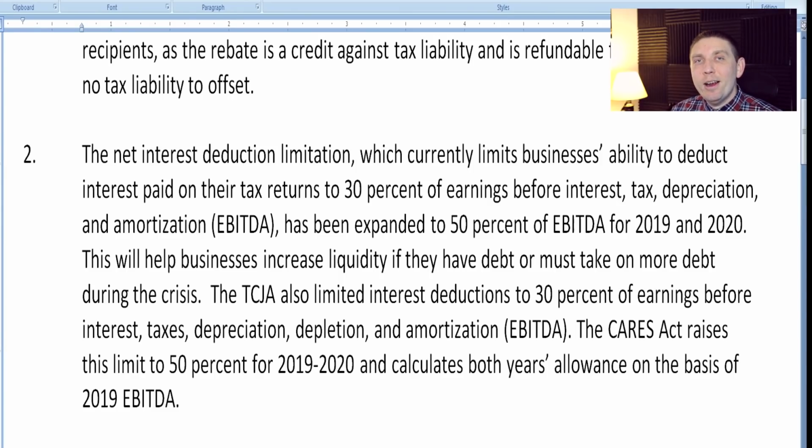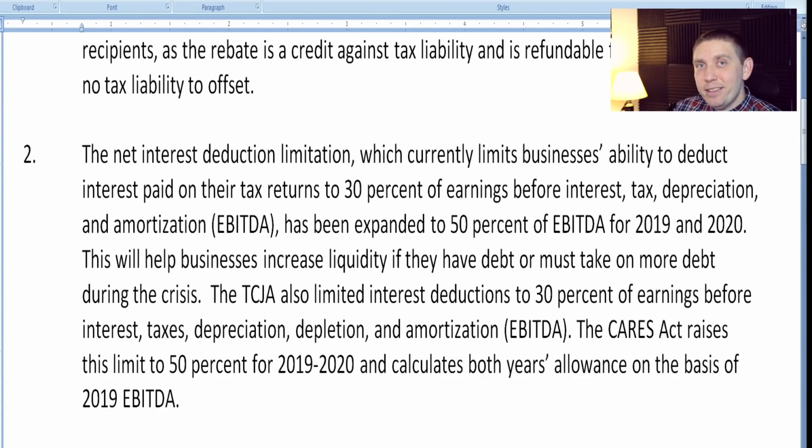And so what they did with the CARES Act is they said, we understand that people, meaning the business owners, might need to take on even more debt to keep their business afloat. We don't want to punish them for borrowing money. So what we're going to do is raise that threshold from 30% to 50%, allowing them to deduct more of the interest from their business loans.